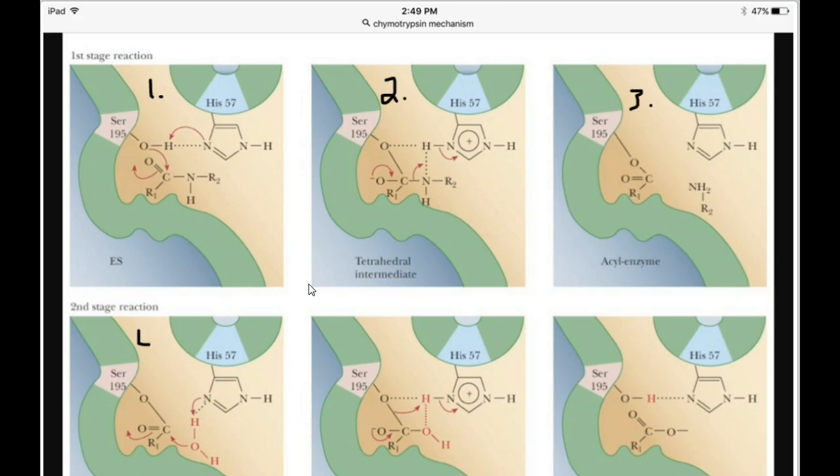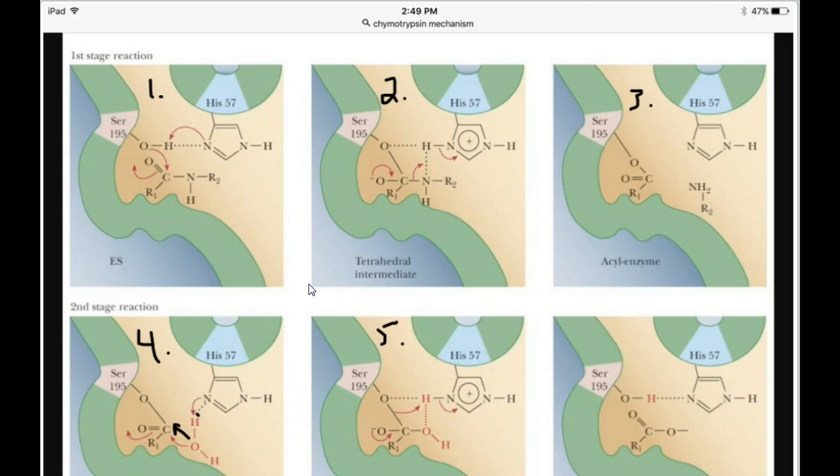In step 4, water enters the active site. It couldn't enter before because there wasn't room for it, but now it can. And as water enters the active site, the oxygen of water is going to launch an attack on the carbonyl carbon. At the same time, that water molecule is going to donate a proton to histidine.